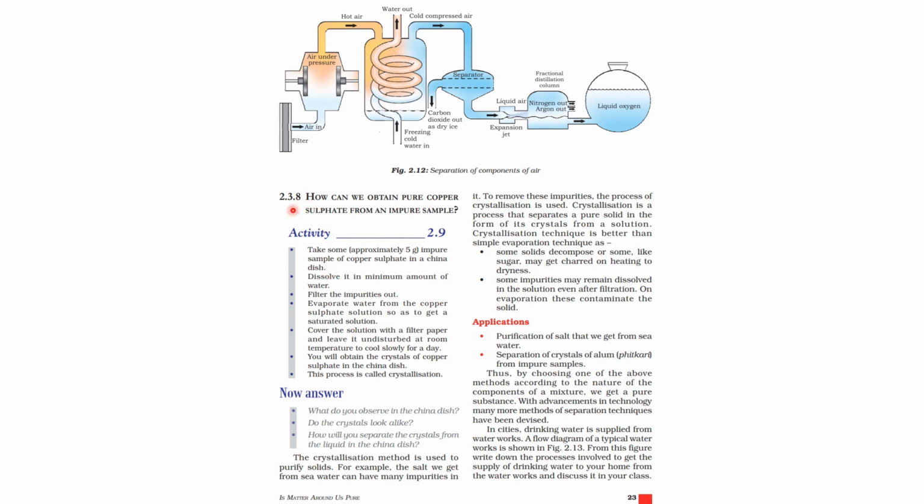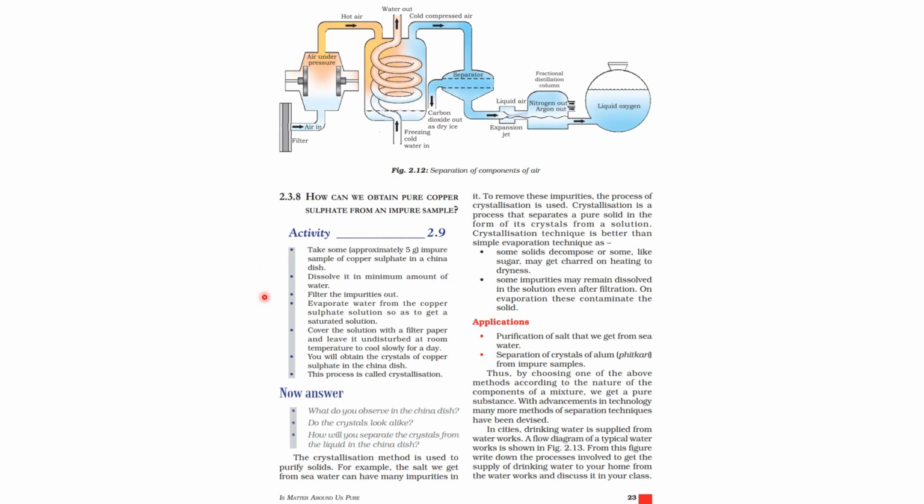Next, how can we obtain pure copper sulfate from an impure sample? To obtain crystals of pure copper sulfate salt from an impure sample by the crystallization method. Materials required: impure sample of copper sulfate, beaker, china dish, glass rod.